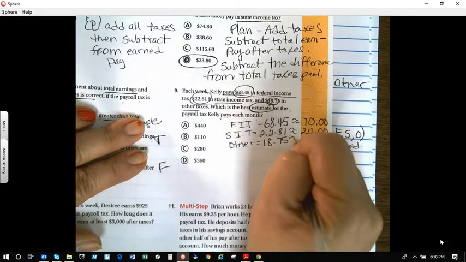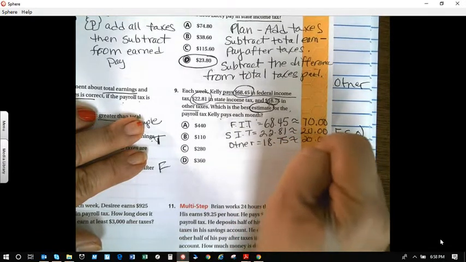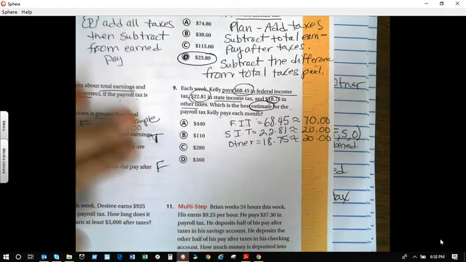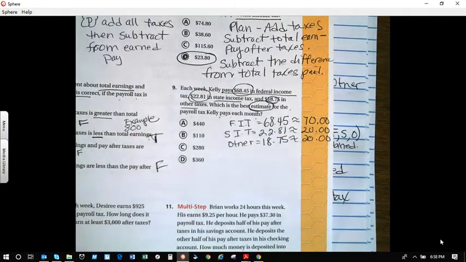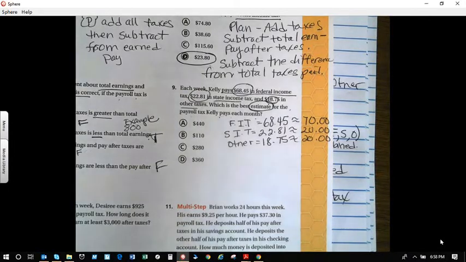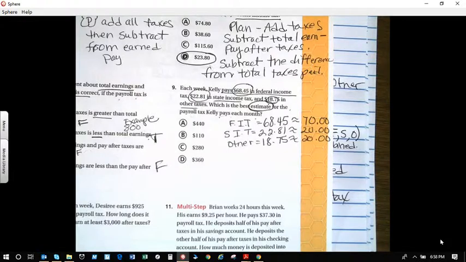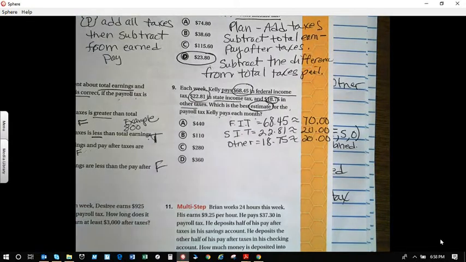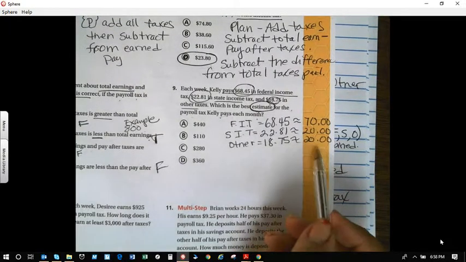$18.75, so that's about $20 because it's closest to 20. Remember, if we were putting these on a scale, so between 60 and 70, that 68 is closest to 70. If we had 20 and 30, the 22 is closest to 20. And we had 10 and 20, the 18 is closest to 20.